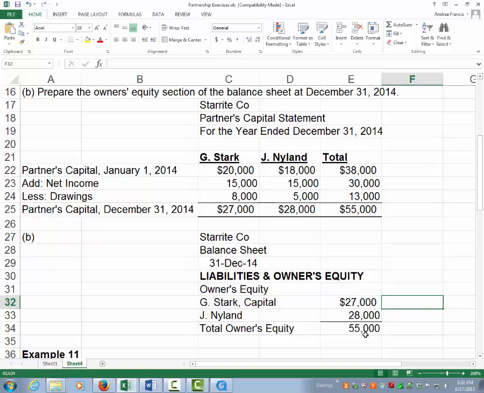So in this video, you've been able to see how to build a partner's capital statement and also show the owner's equity section of the balance sheet. In the next and final video, we will look at liquidation of a partnership.